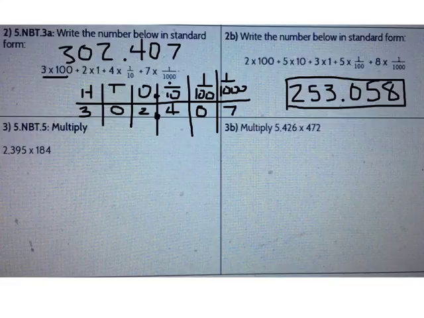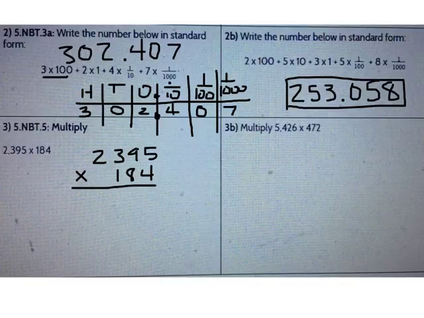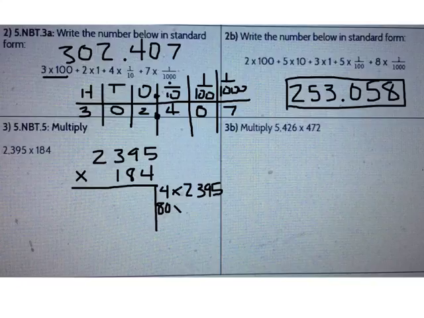We also talked about multiplying multi-digit numbers. So we're going to multiply 2,395 times 184. When I multiply by a 3-digit number, I can do 3 separate multiplication problems. First, 4 times 2,395, the digit in the ones place. Then 80 times 2,395, the digit in the tens place. Then 100 times 2,395. Let's go ahead and do that multiplication now.